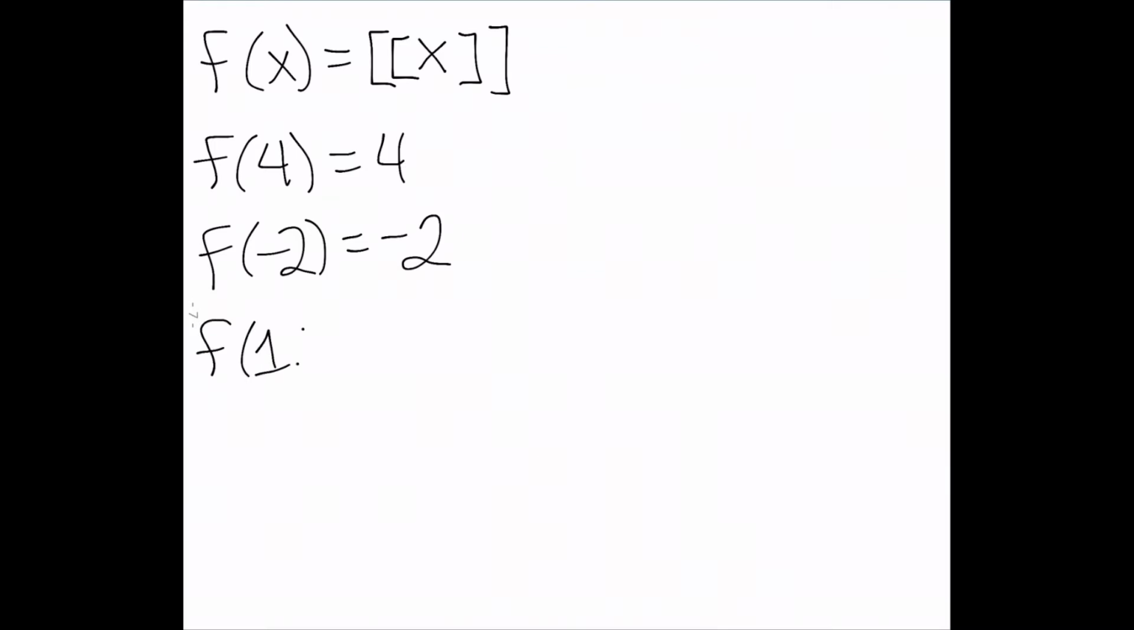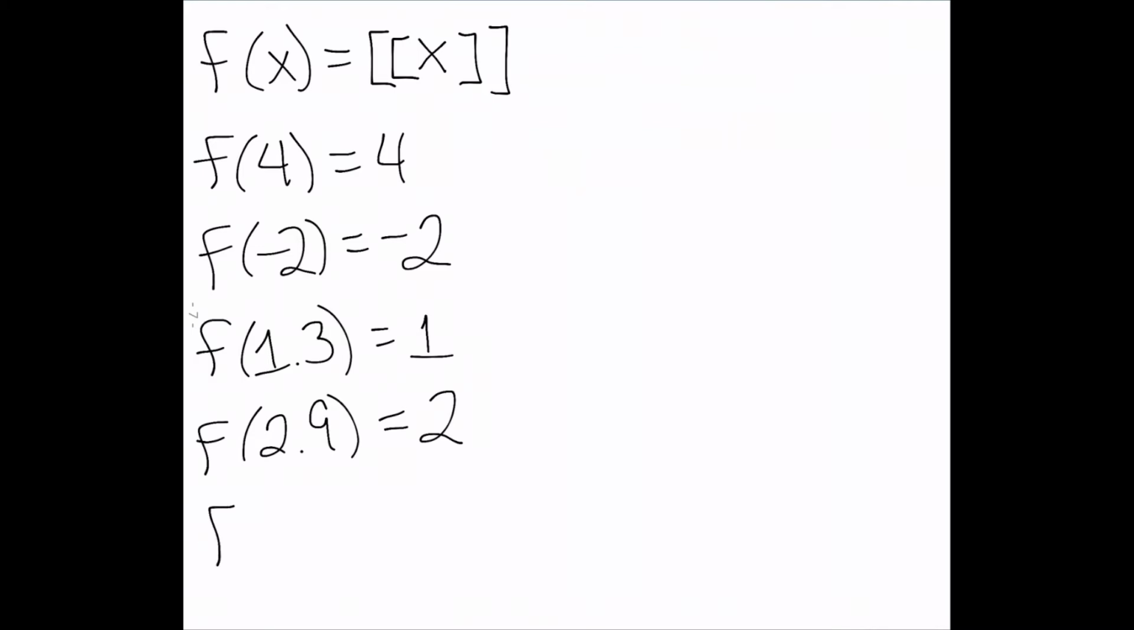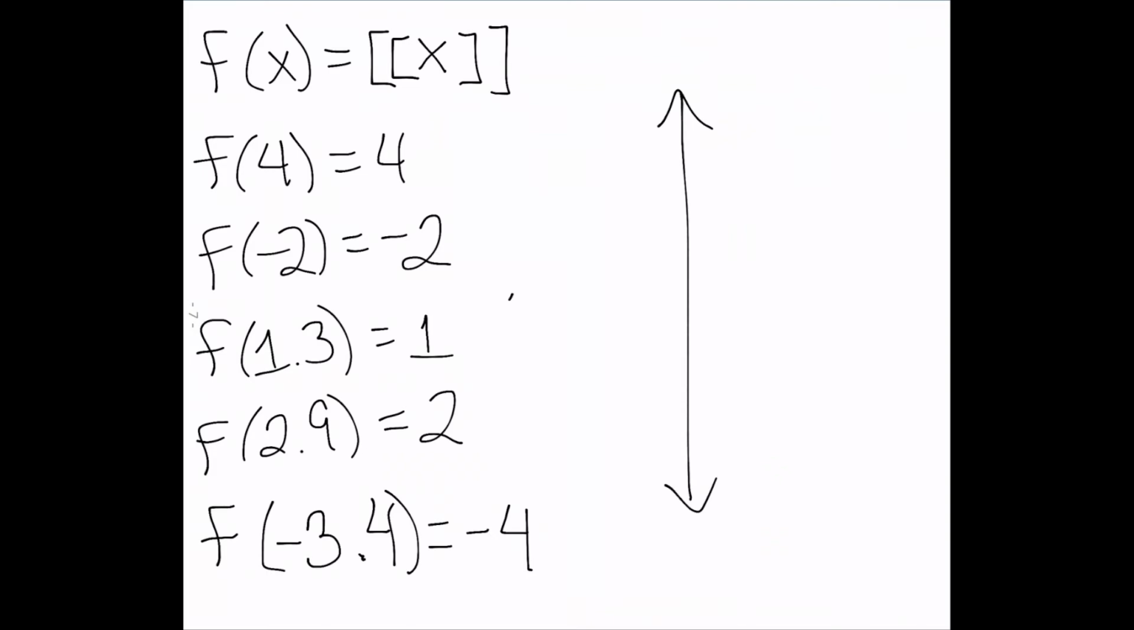If I look at 1.3, I would get the number 1. If I look at 2.9, I would get the number 2. So it looks at the integers less than that, but also the largest one. So for positive numbers, it's just dropping the decimal part. However, if I look at -3.4, I would actually need to drop down to -4. So what happens when I try to graph this?